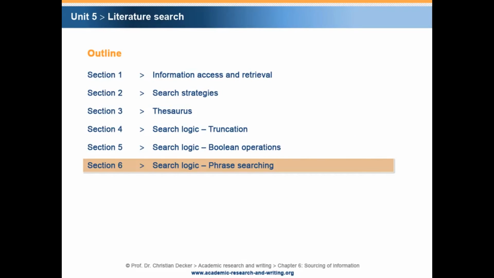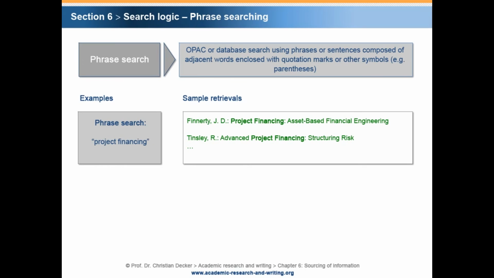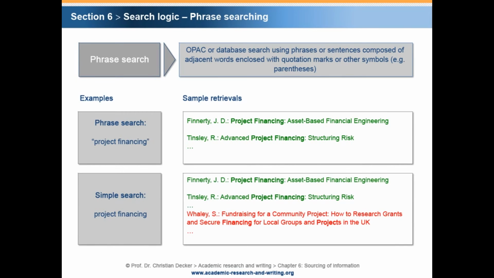Section 6. Search logic. Phrase searching. In a phrase search, phrases or sentences composed of adjacent words enclosed with quotation marks or other symbols such as parentheses are used for OPAC or database search. This is demonstrated by the following example. The phrase search project financing retrieves literature titles that contain the exact word combination project financing. In contrast, the simple search project financing retrieves literature titles that contain the words project and financing in a random order.